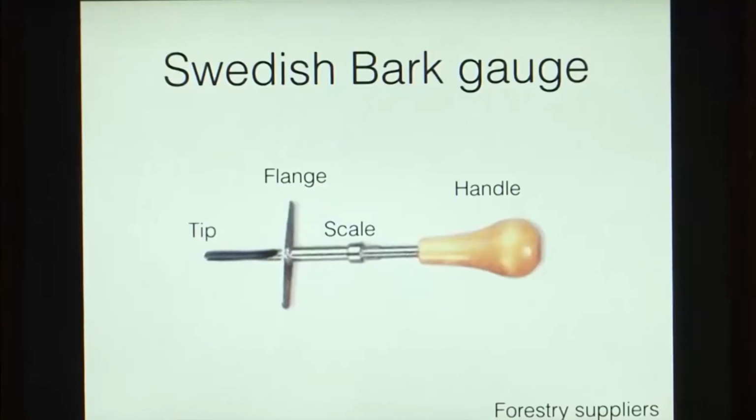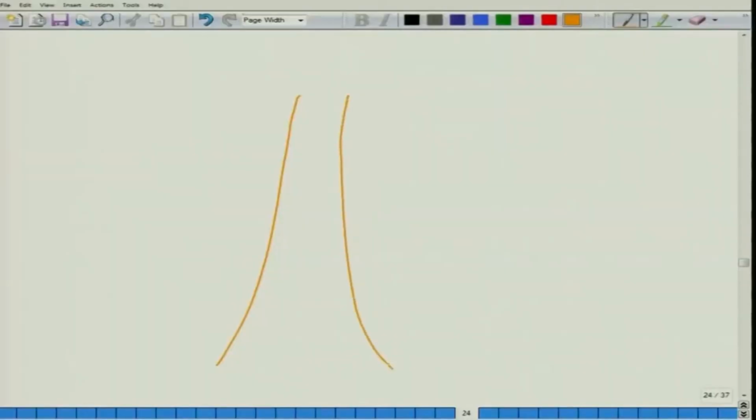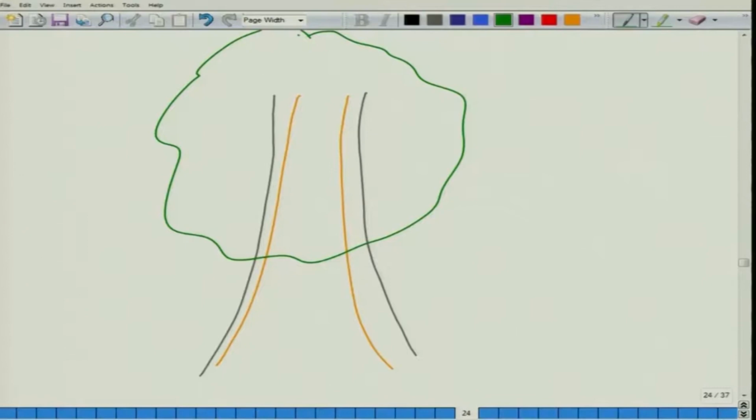If we have a look at the slide now, this is the Swedish bark gauge. This is a measure of indirect measurement. As we can see in this image, this instrument has a tip. That tip is a sharp tip and it is meant to go inside the bark. It also has a flange, a scale and a handle. So, how do we use this instrument? Again considering a tree with a bark, to use this instrument you will take the tip.